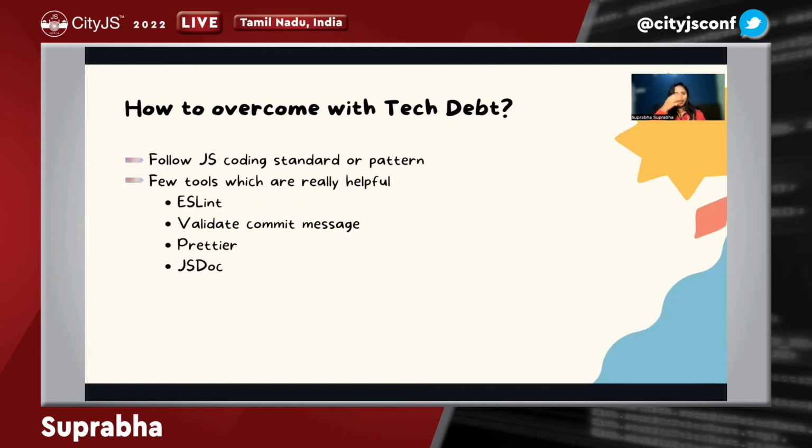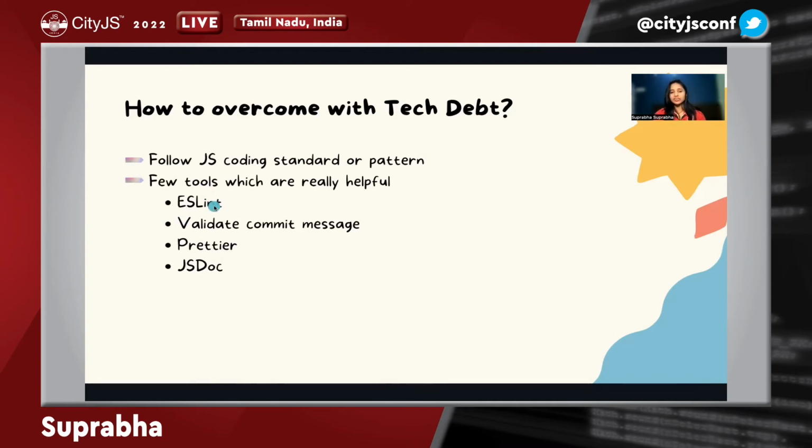How to overcome tech debt? Follow JS coding standards or patterns, like what I said right now. If in a single project we have some cool stuff and also old technology, let's move it to the newer technology in a proper way. Definitely, we cannot handle everything at a single time, so we should deal with around 10% at a time. A few tools are really helpful from my point of view.